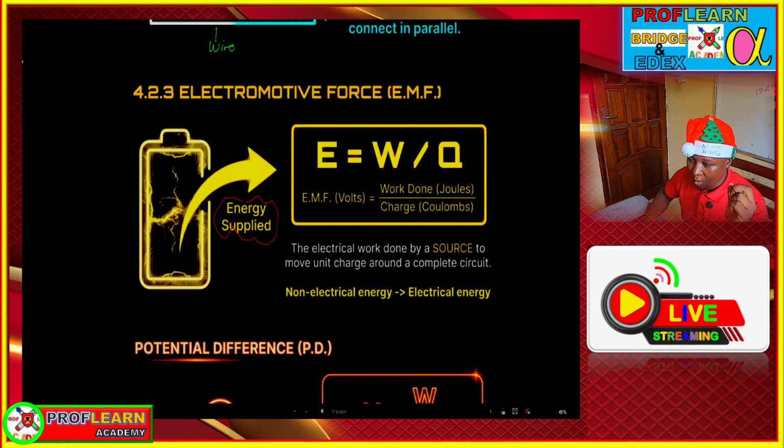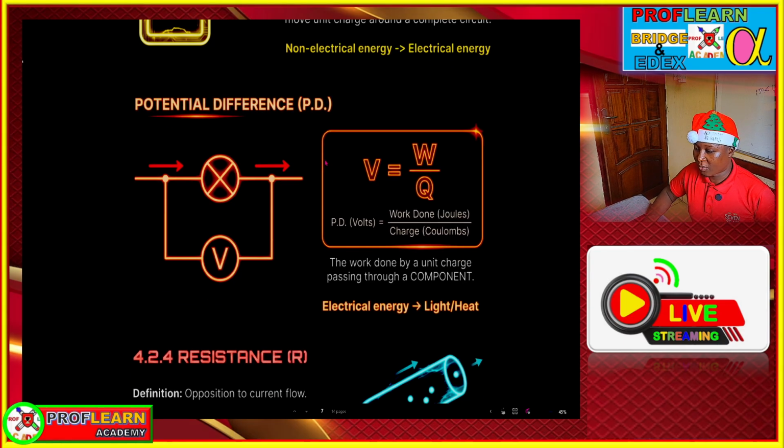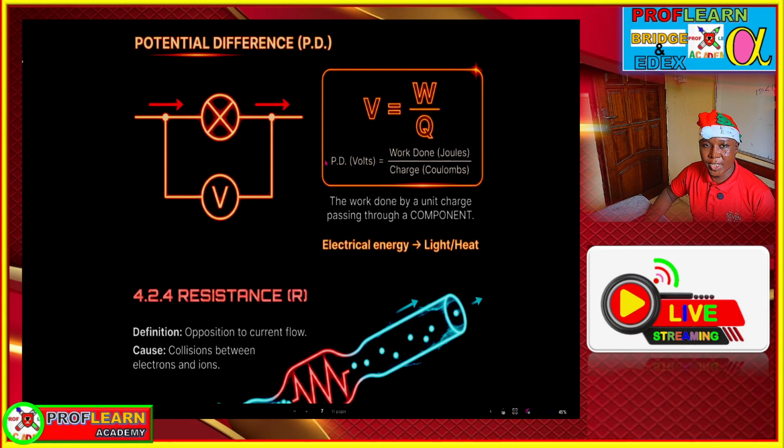So when we are talking about EMF or the energy supplied, we can use this particular formula that we are having at this given point. And potential difference, we have said, is the work done to move a unit charge between 2 points in a circuit. And if you are measuring that, you use a voltmeter which is connected parallel to the circuit. A voltmeter is always connected what? Parallel to the circuit.